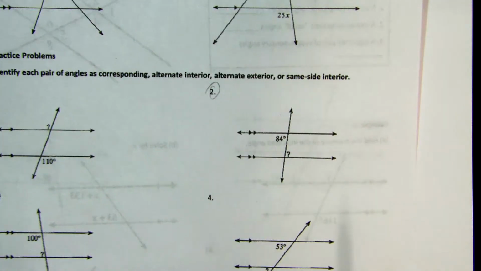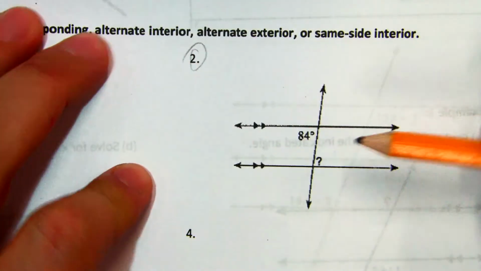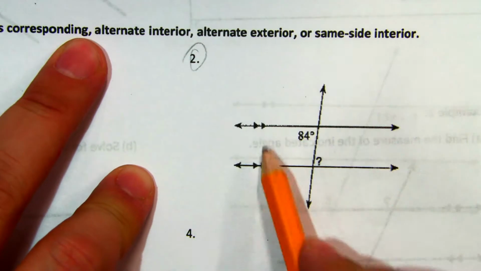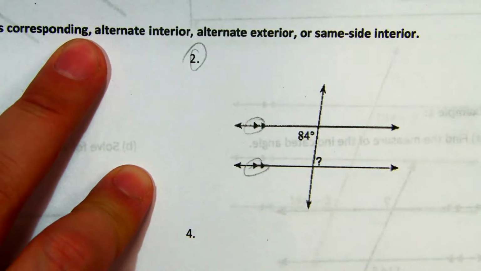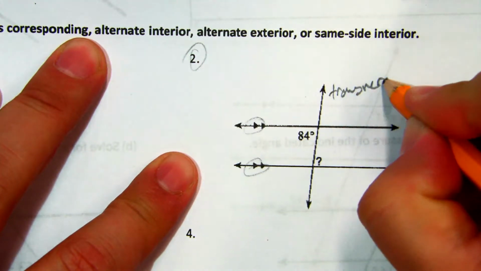So, start with number 2 here. I'm going to do a little bit with the vocabulary too. So, I've got parallel lines, right? That's what these little symbols are telling me. Those lines are parallel. And I have my transversal right here.